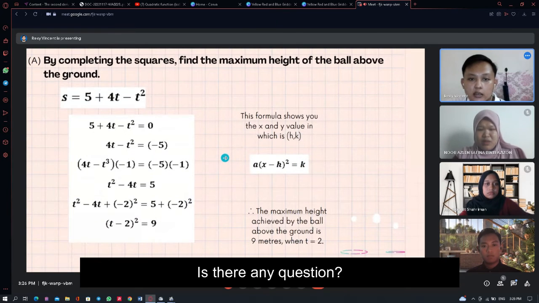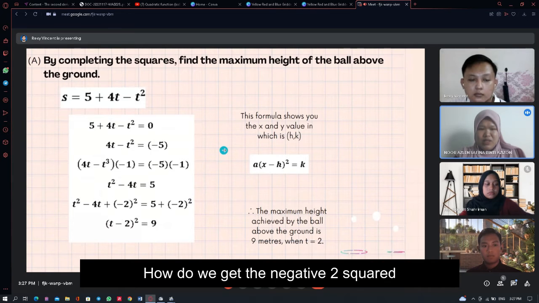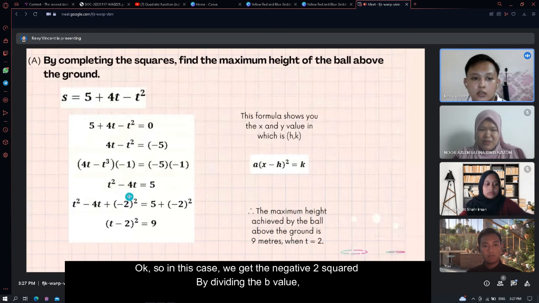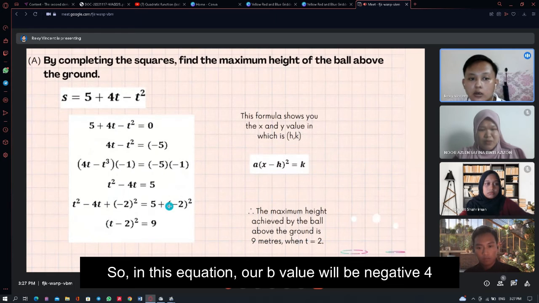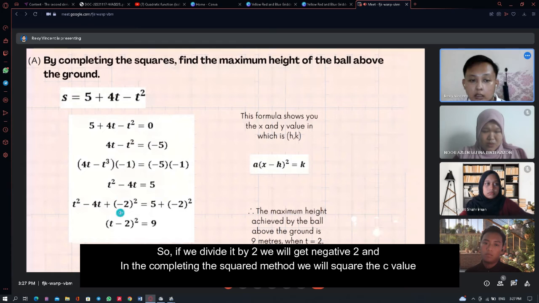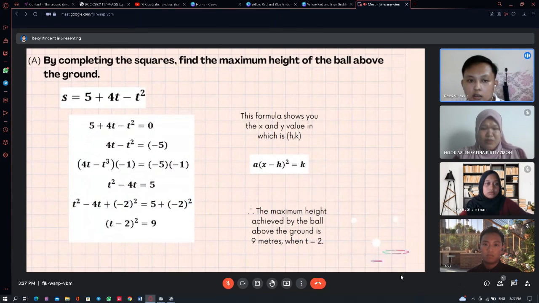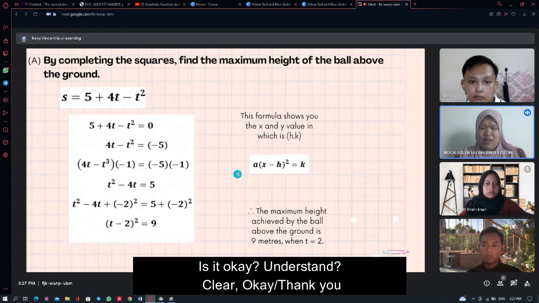Is there any question? Sorry, I want to ask, how do we get the negative 2 squared? Okay, in this case, we get negative 2 squared by dividing the b value. In this equation, our b value is negative 4. So if we divide it by 2, we will get negative 2. And in the completing the square method, we will square that value. So negative 2 is squared and added to both sides of the equation. Is it okay? Understand? Clear.